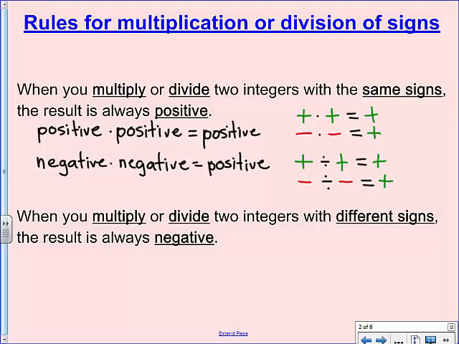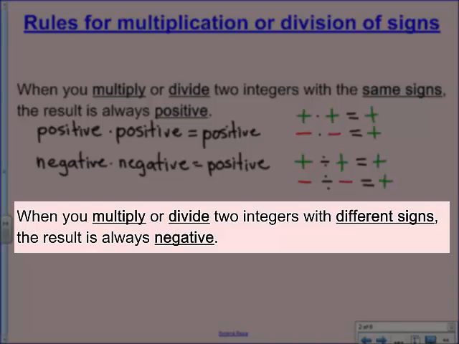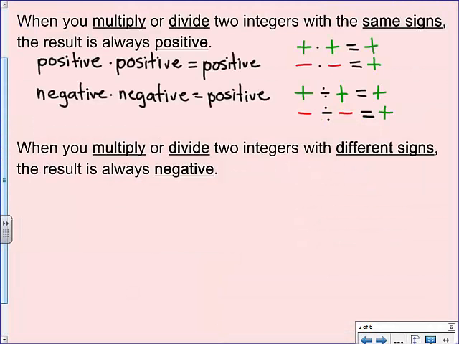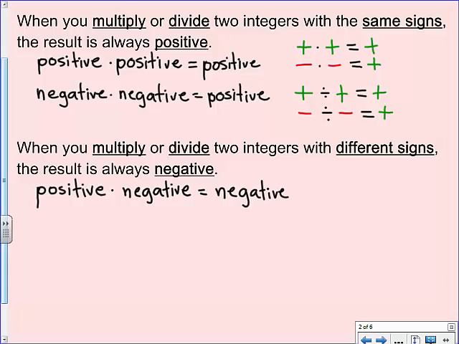Second rule: when you multiply or divide two integers with different signs, the result is always negative. That means that if we multiply or divide a positive integer with a negative integer, the answer is always going to be negative. It doesn't matter which one goes first. You can have first a negative integer multiplied or divided by a positive integer, and the answer will still be negative.